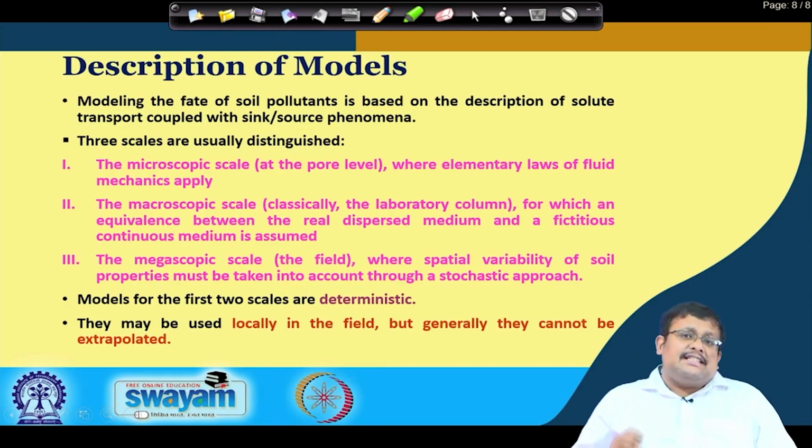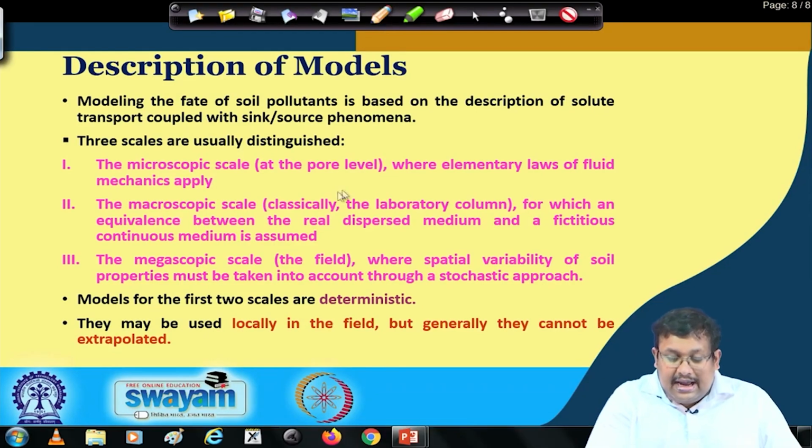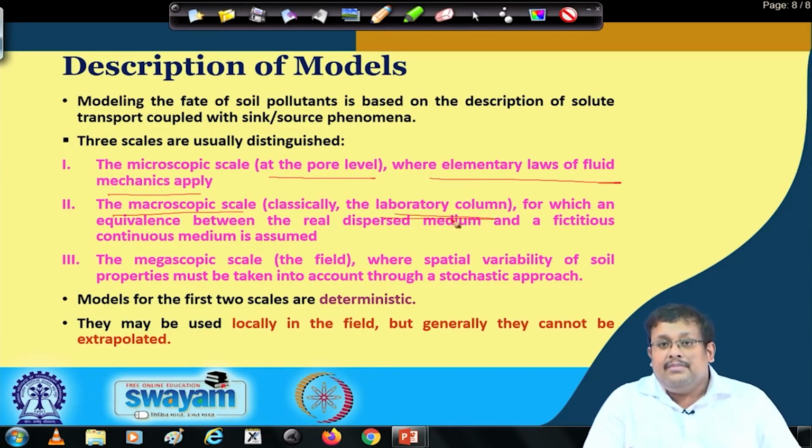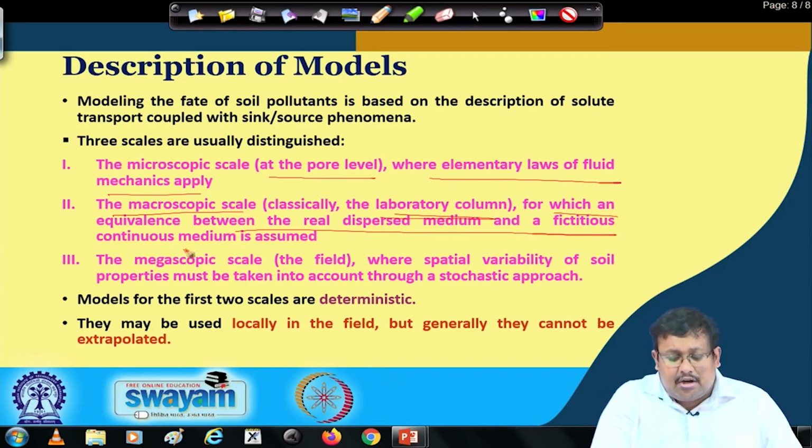Now, if we see the description of the model, modeling the fate of soil pollutants is generally based on the description of solute transport coupled with sink-source phenomena. The scales are usually distinguished into three categories. First of all, the microscopic scale. In the microscopic scale, we are focusing on the pore level, where elementary laws of fluid mechanics generally apply. The second scale is called the macroscopic scale, classically the laboratory column, for which an equivalence between the real dispersed medium and a fictitious continuous medium is assumed.